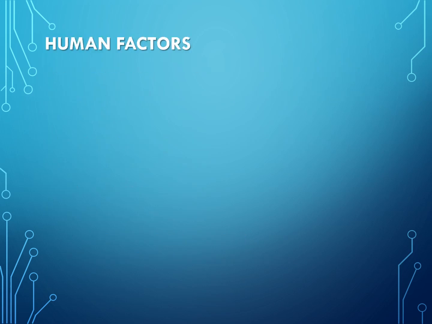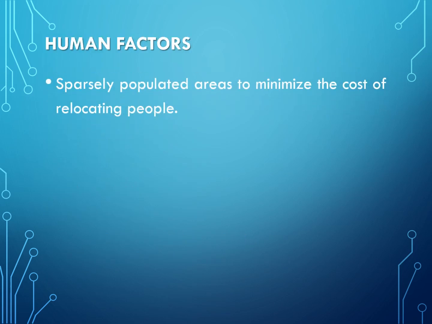For the human factors, one is sparsely populated areas, to minimize the cost of relocating people. We'll look at the Seven Forks dams and where they are located, in parts of Eastern going to Tana River County. These are areas that were relatively sparsely populated, and therefore there was not much displacement. Of course, displacement comes with a lot of compensation and a lot of court battles.